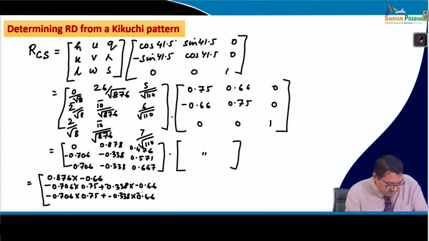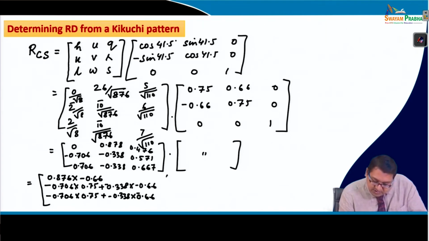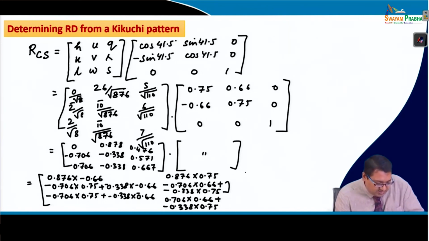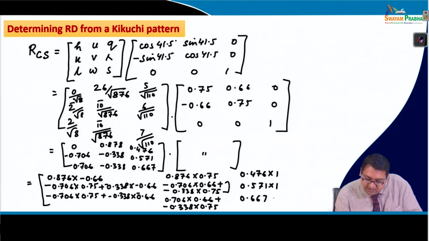0.66, it is also minus, and for the second quadrant it will be 0.876 into 0.75, and then for the second one minus of 0.706 into 0.66 plus minus 0.338 into 0.75. So, this is one, and then the third one is 0.706 into 0.66 plus minus 0.338 into 0.75. For the third quadrant, it will be little easier because 0.476 into 1, 0.571 into 1, and then 0.667 into 1.